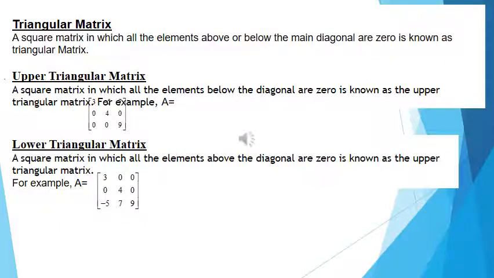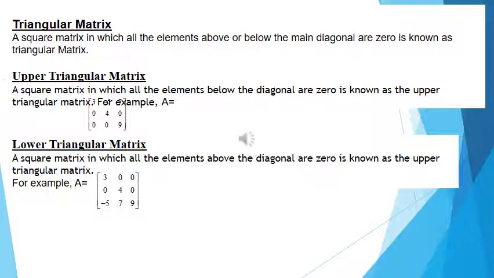Triangular matrix. A square matrix in which all the elements above or below the main diagonal are 0 is known as a triangular matrix. We saw the diagonal matrix, which will have elements only in the diagonal. Here, above the diagonal or below the diagonal there will be 0. That is called a triangular matrix.